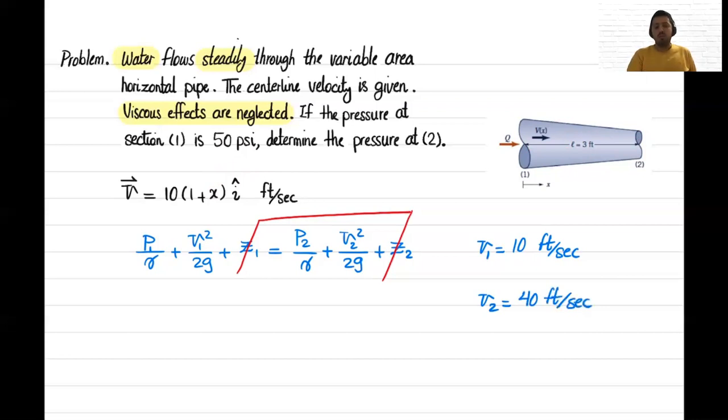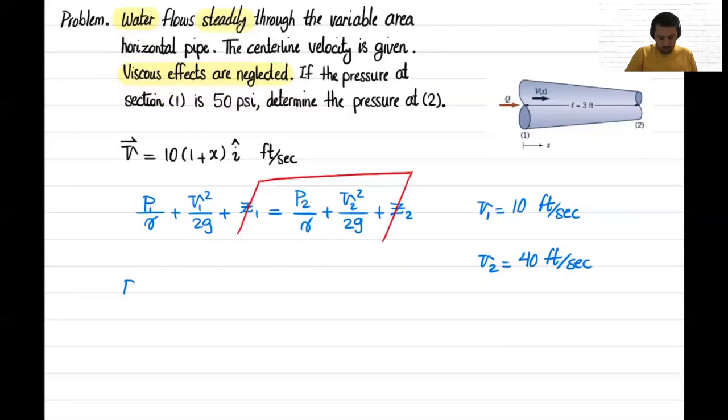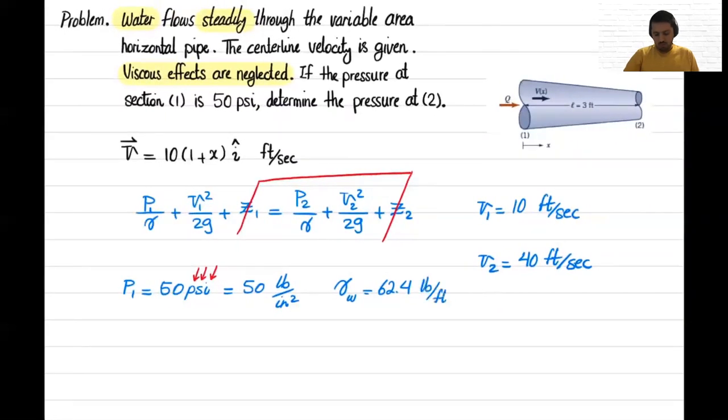So now we can write the pressure there. So we had P1 is equal to 50 psi. And here P is pound, S is square, I is inches. So it means that it's equal to 50 pounds per square inch. And also we know that the specific weight of water is equal to 62.4 pounds per cubic feet. So now we need to substitute these values into the Bernoulli equation that we have here.